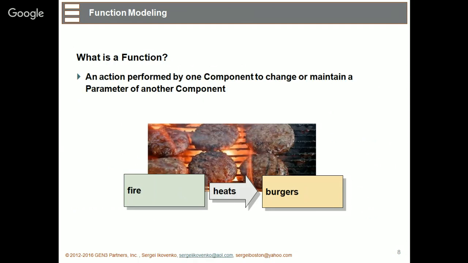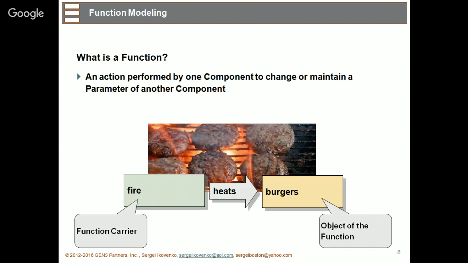So just an example: according to the rules, when we formulate functions, we need to specify the function carrier. For example, the fire in this slide heats burgers. So the function carrier is fire, the function recipient or object of the function is burger, and there is a verb, heat. What is important here is that the verb must change or maintain a parameter of the recipient. If I cannot name a parameter of the burger that the action heat changes or maintains, I need to think again. If there are no parameters that the action changes or maintains, it is not a function.